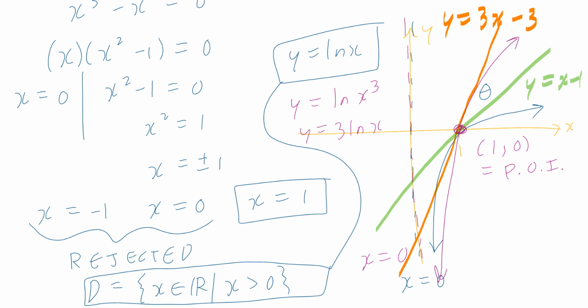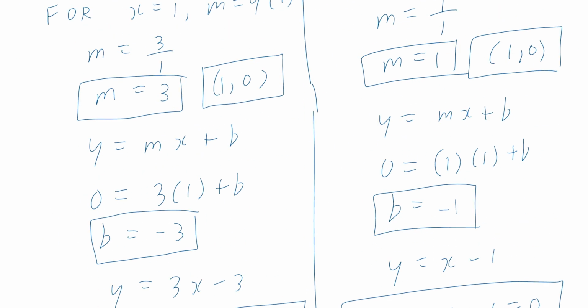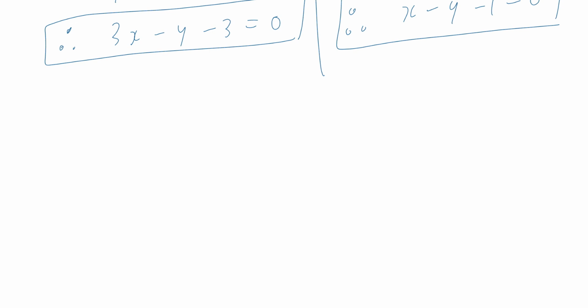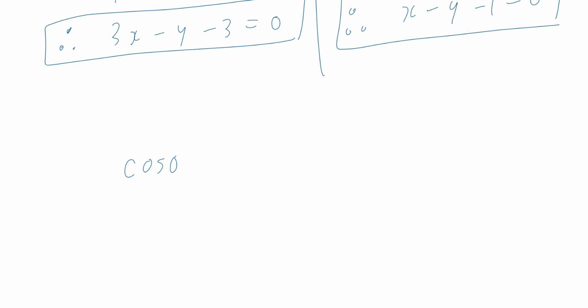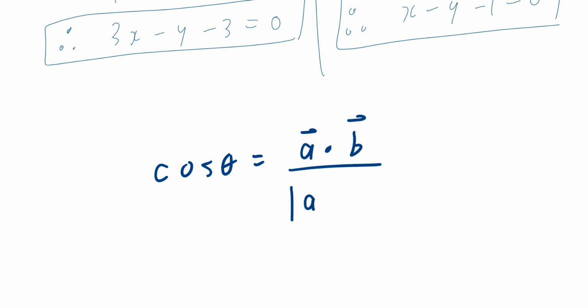So it's no longer a curve problem. It's going to be two vectors, and we're going to use cosine theta equals vector A dotted with vector B, divided by the magnitudes of vector A times vector B, to solve for angle theta. Let's go back. Again, cosine theta equals vector A dotted with vector B divided by the magnitudes of vector A times vector B.